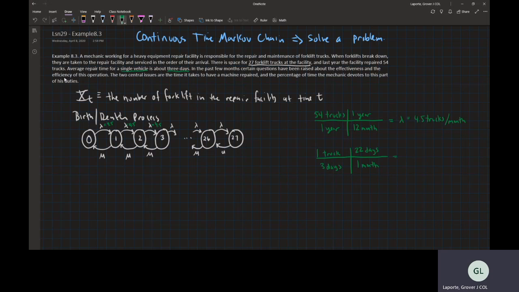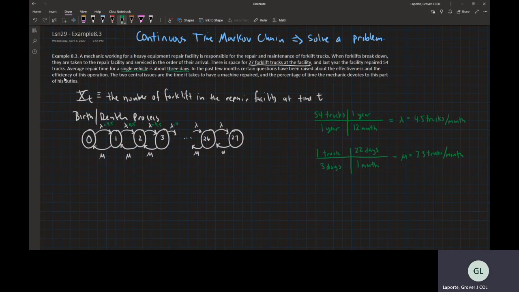So that is 22 divided by 3. Let's see, 22 divided by 3 is about, so mu. To move from, maybe if I had 3 trucks in there and I repaired one, I would move to 2. So my mu is 7.3 trucks per month. And it's important to get these two in the same time period. It doesn't make a whole lot of sense if it wasn't.